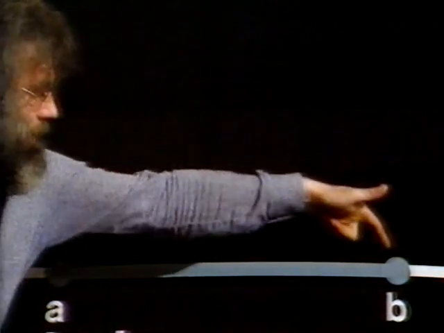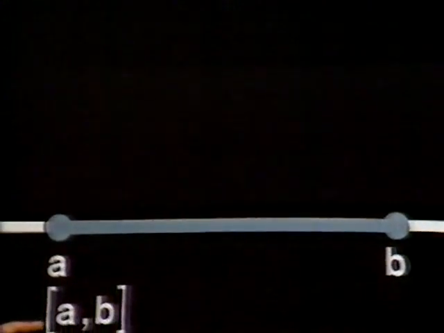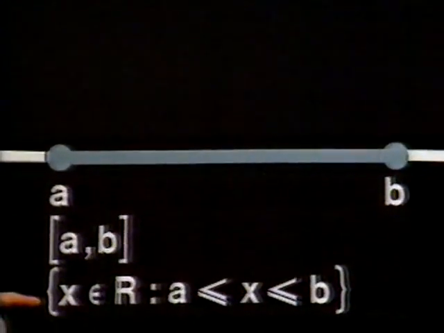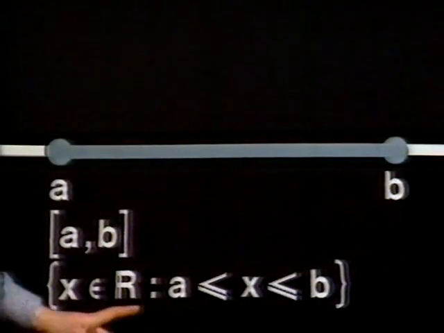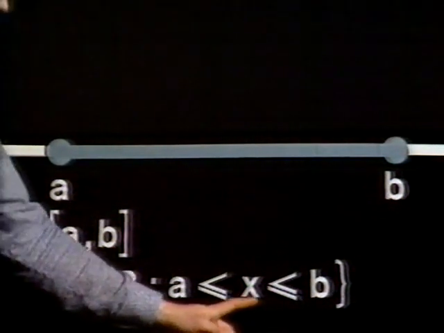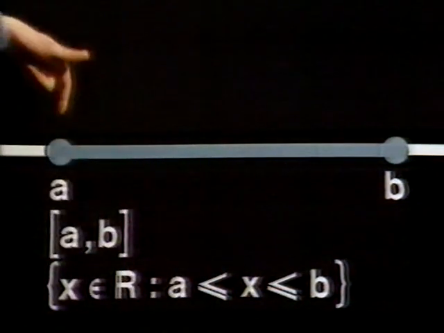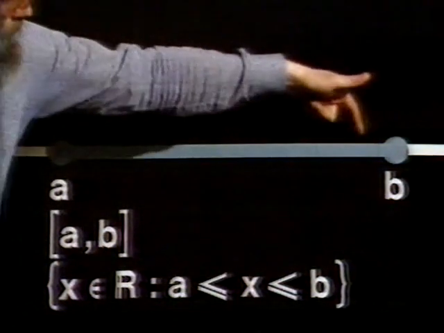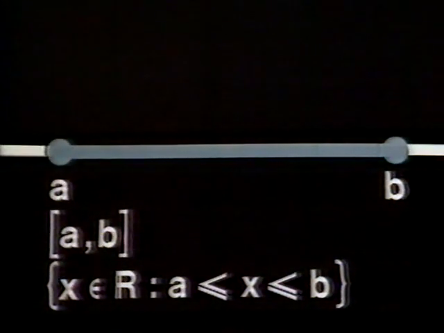Well, I've used the words closed interval, so perhaps we ought to remind ourselves what we mean by a closed interval first. Here's an example of a closed interval. It consists of these two endpoints, A and B, and all the real numbers in between. Here's the notation for it, and here's the symbolic definition. It consists of the set of real numbers x such that A is less than or equal to x is less than or equal to B. That just defines all these real numbers between A and B, including the endpoints.